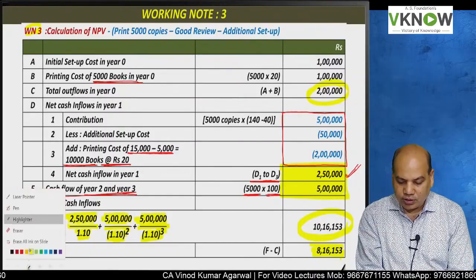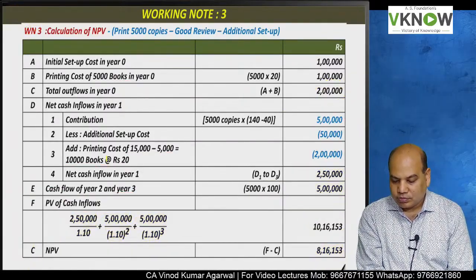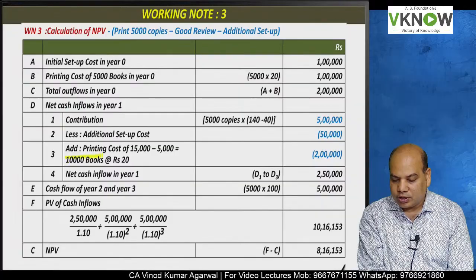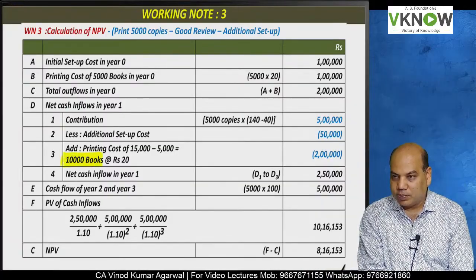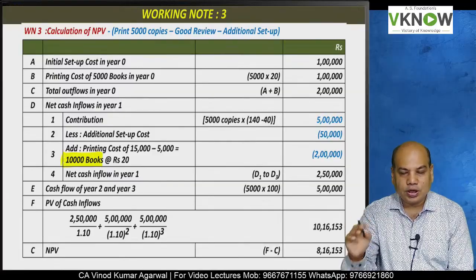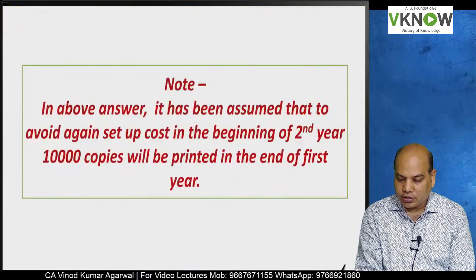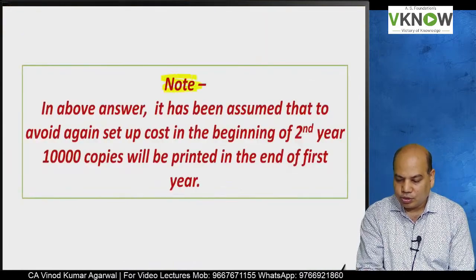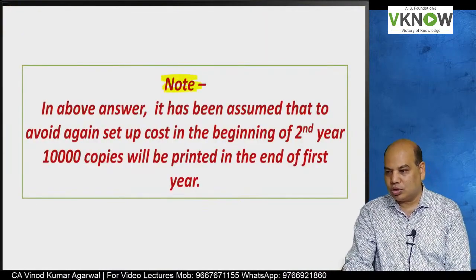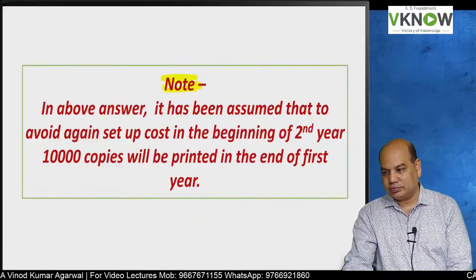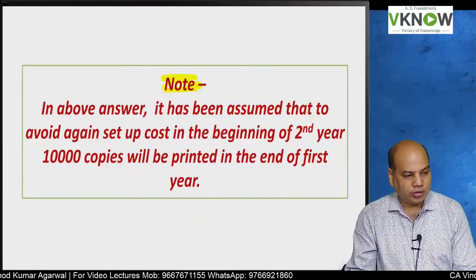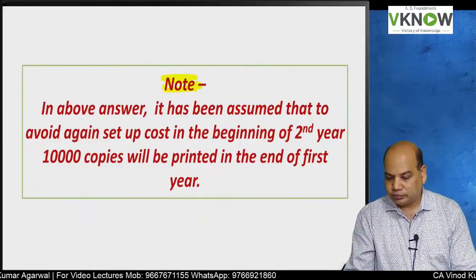One assumption we have made in this working note, that we are going to print 10,000 books in year 1. You can print 5,000 also. Again next year you can print 5,000 also. So whatever assumption you are making, write a note for that. Note, write down in the above answer.